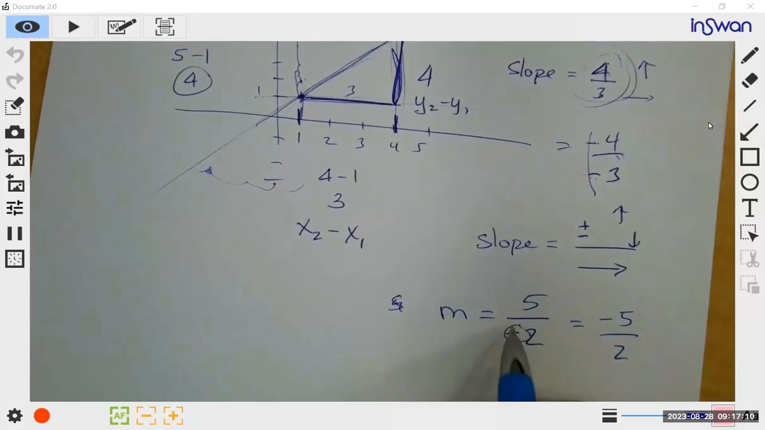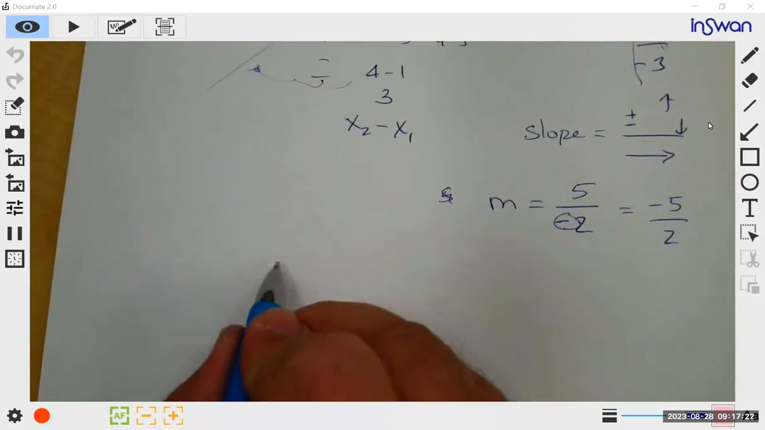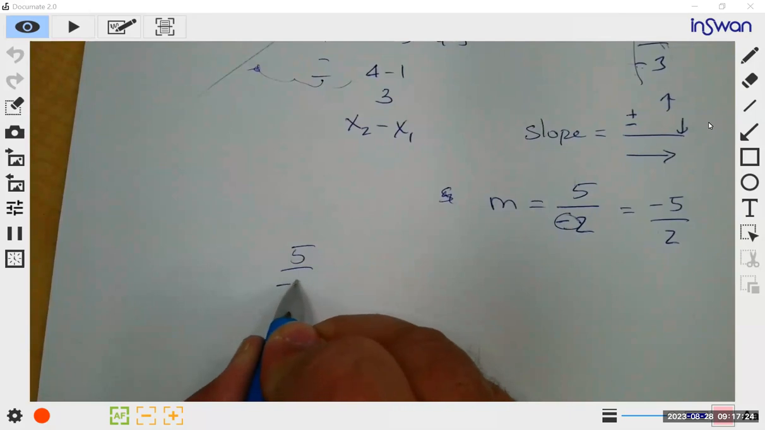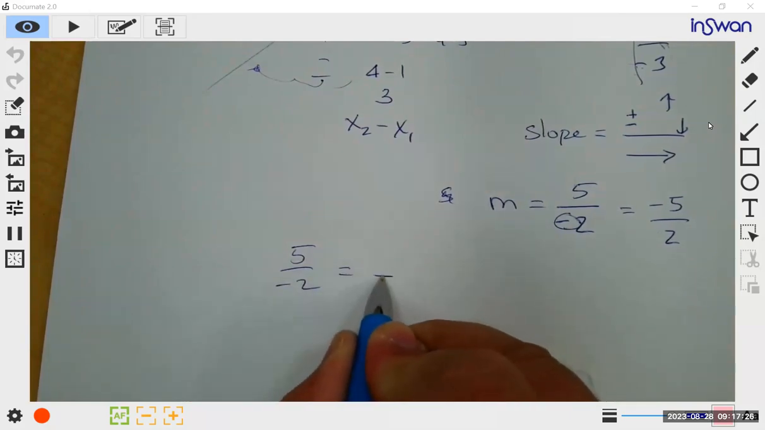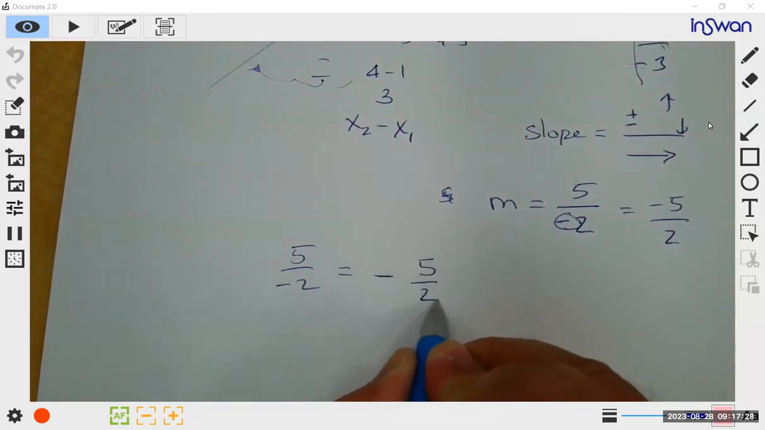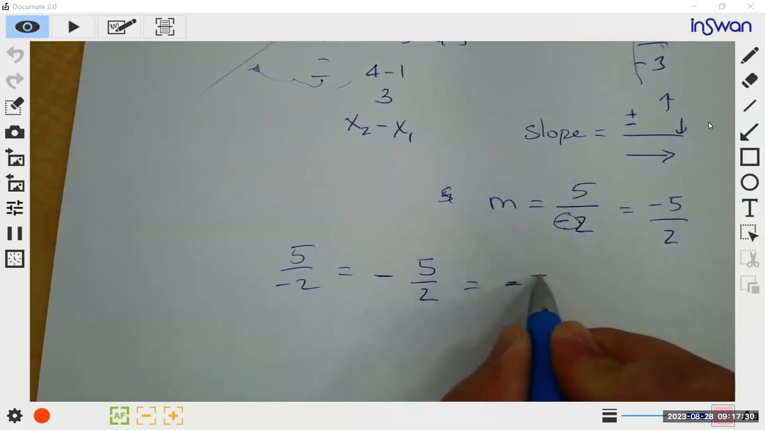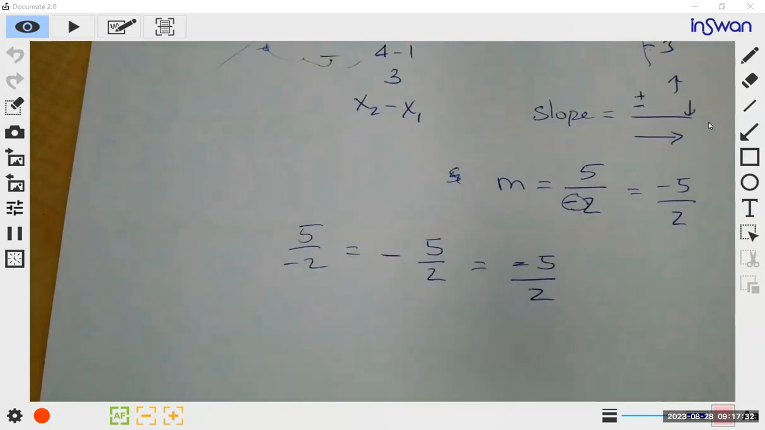You never want to have a negative number on the bottom. So what this one tells us is, okay, so move it to the top. 5 over negative 2 is the same thing as negative 5 over 2, which is the same thing as negative 5 over 2. All of those mean the same thing.